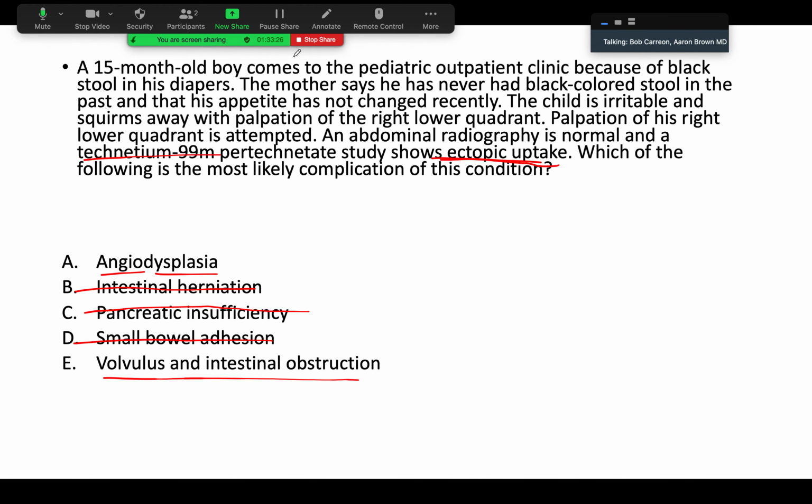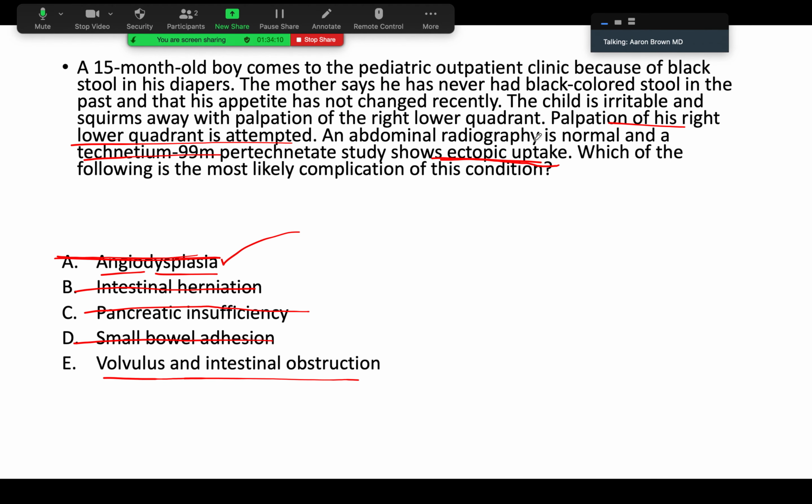In this case, the fact that the child is irritable with palpation of the right lower quadrant tells us that there is some sort of damage happening, and discomfort. Angiodysplasia is painless. This is a dysplastic growth of vessels that is painless, and this is the most common cause of rectal bleeding in older adults. It's not colon cancer, it's not hemorrhoids, it's angiodysplasia. That's very important for our elderly population, but definitely not for our pediatrics.